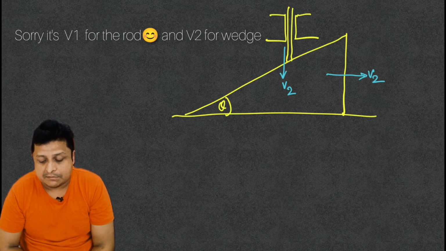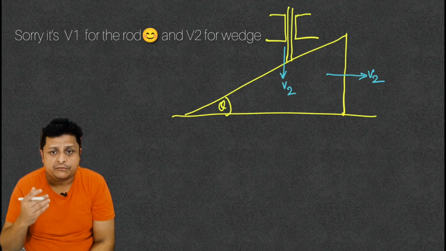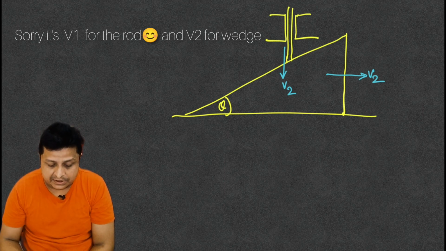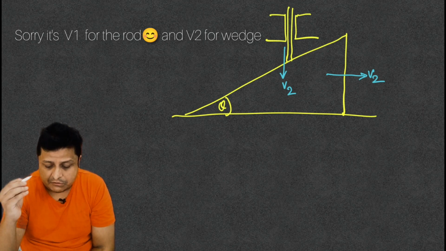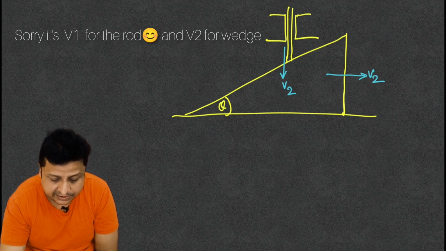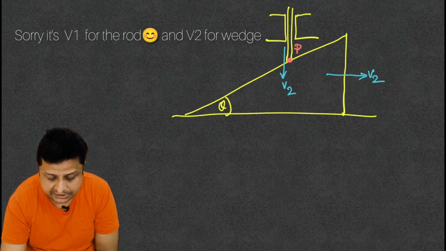So what is the relation between v1 and v2? And similarly you can find the relation between the accelerations a1 and a2. So without using calculus we will use here relative velocity technique. So let's have this point P. Now you know we will use relative velocity technique.